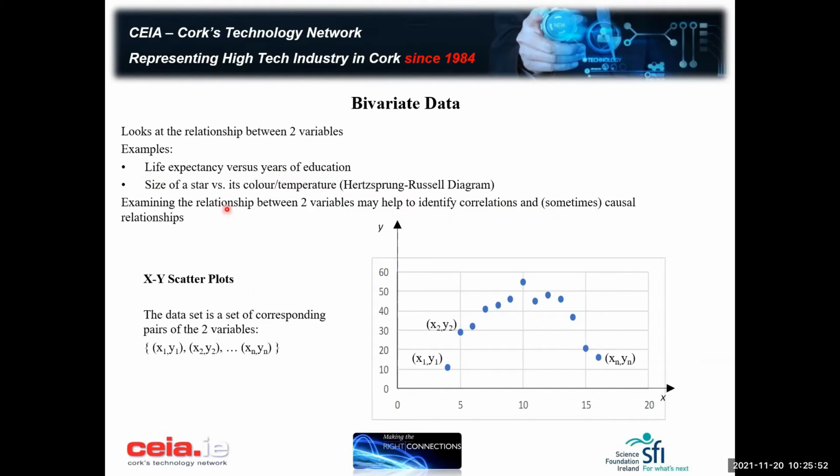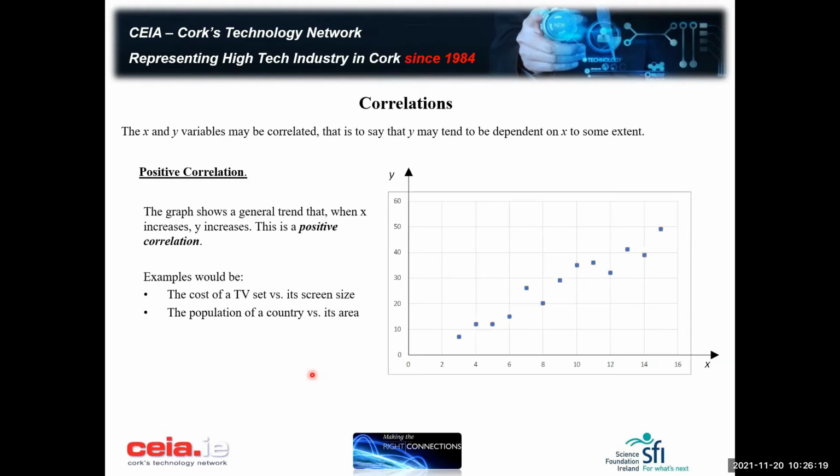Now, you represent these relationships graphically on what are called scatter plots, where you plot one variable along the x-axis and the other variable along the y-axis. And you get a set of pairs of the two variables. So x1, y1 is one data point, x2, y2, and so on up to xn, yn. Often you want to see if there's a correlation between the two variables, which would indicate the possibility, at least, that the y variable would be dependent in some way on the x variable.